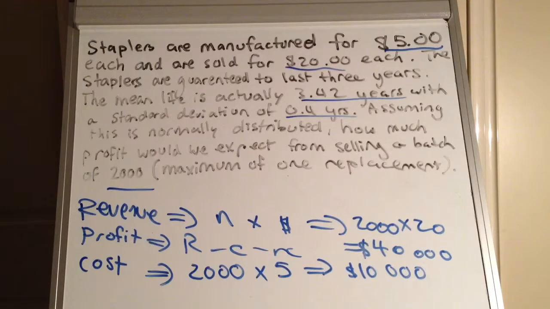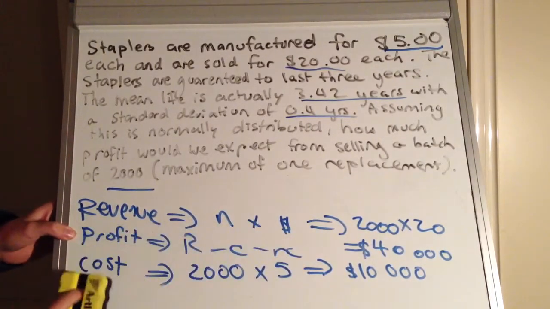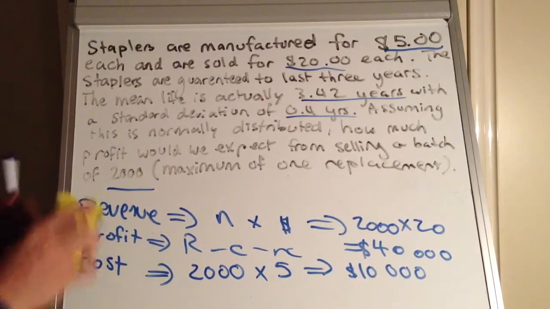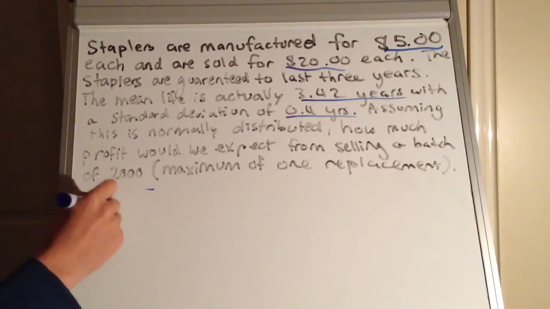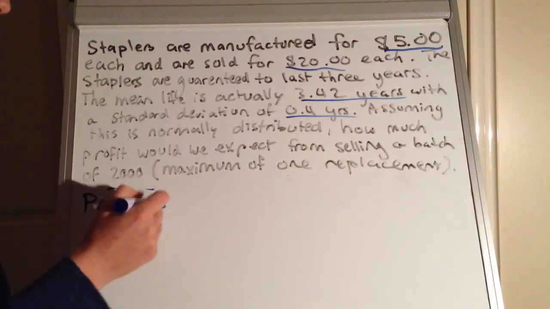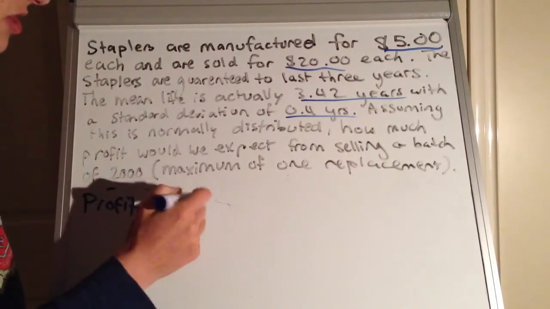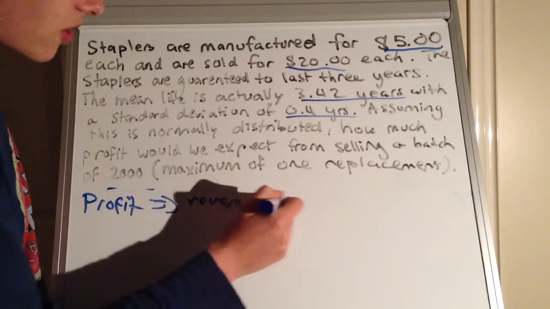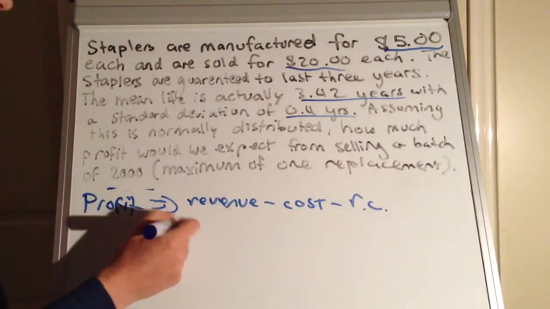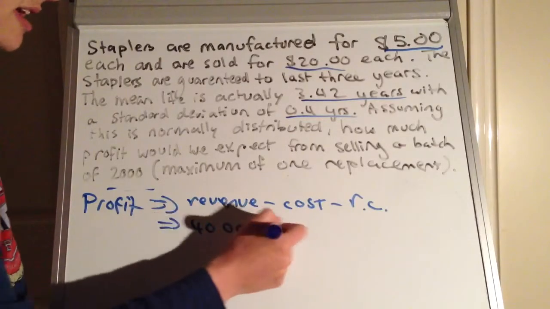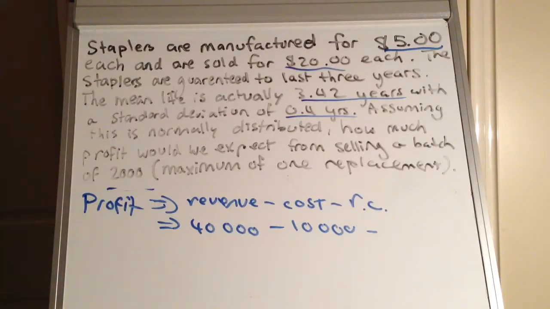So in order to clear off a bit of board space now, what I'm going to do is put these values into the profit formula, and then we're just going to have a bit more room to go through a few things. So as I said before, profit is of course revenue, subtract cost, subtract replacement cost, and we know that that's obviously going to be 40,000, take 10,000, and then subtract replacement cost.